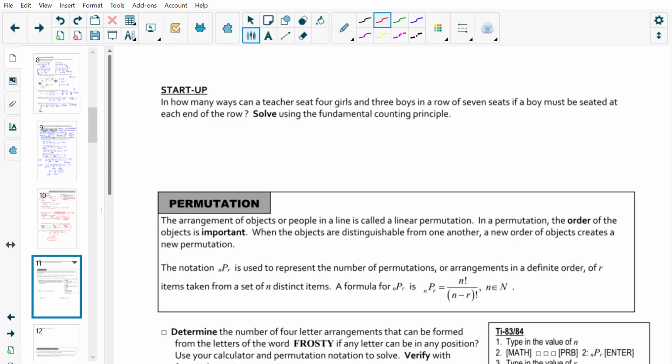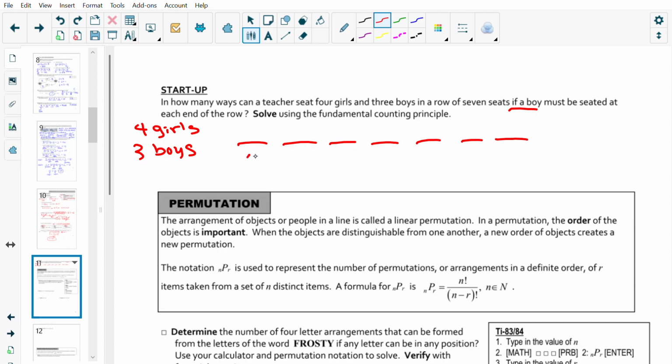Startup. In how many ways can a teacher seat 4 girls and 3 boys in a row of 7 seats if a boy must be seated at the end of each row? Solve using the fundamental counting principle, and then we'll solve it using some factorial notation. 4 girls, 3 boys in a row of 7 seats: 1, 2, 3, 4, 5, 6, 7. A boy must be seated at the end of each row.